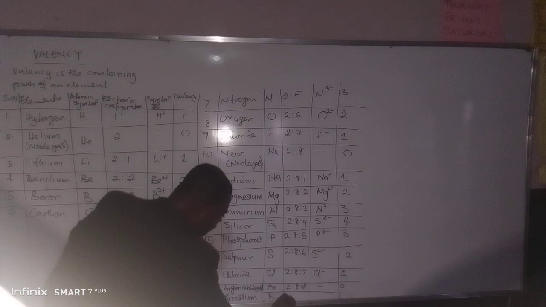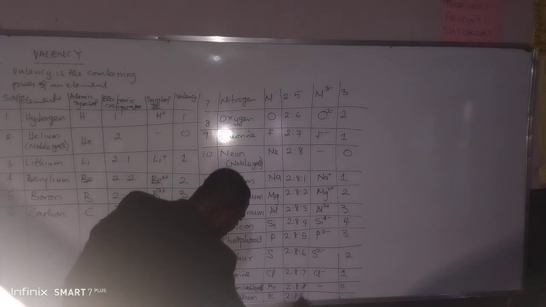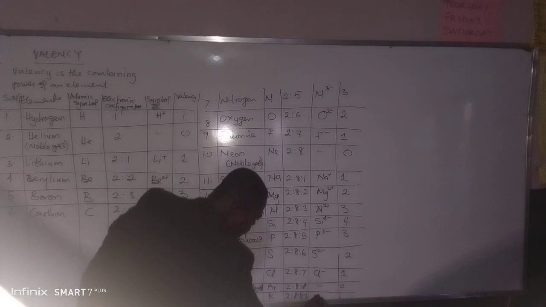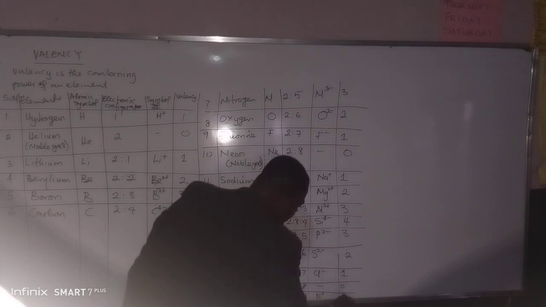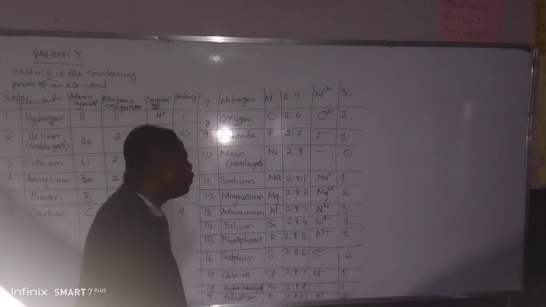Then number 19 is potassium. Potassium, K. Configuration is 2, 8, 8, 1. Losing this 1, it forms K+, and the valency is 1.